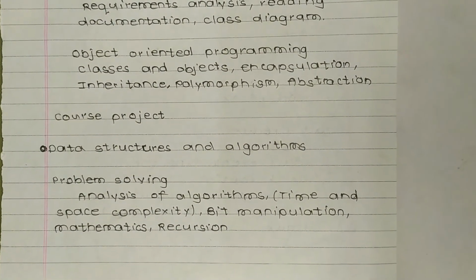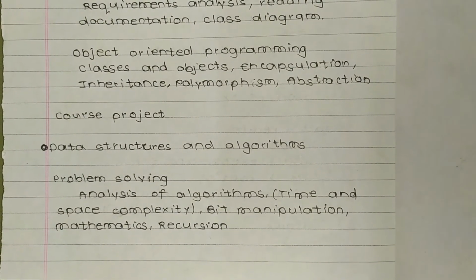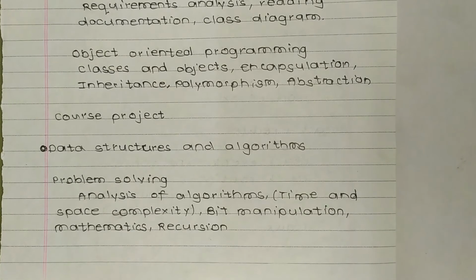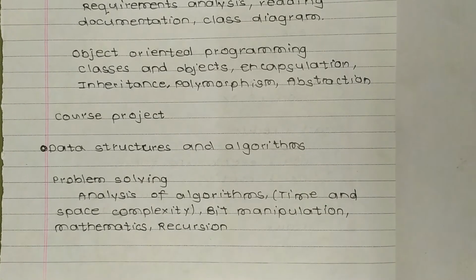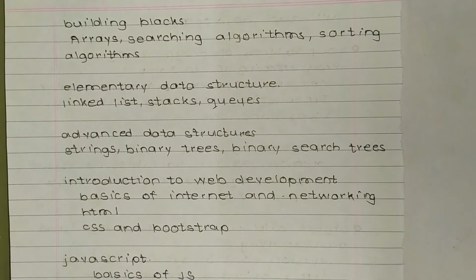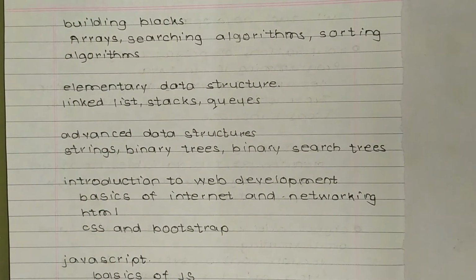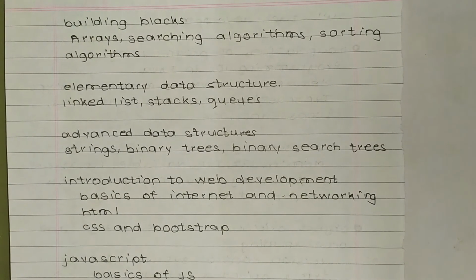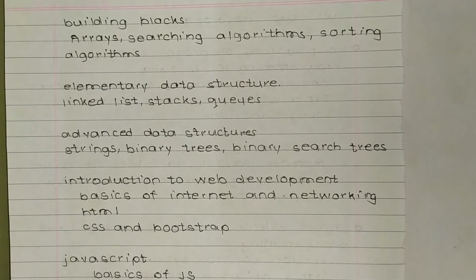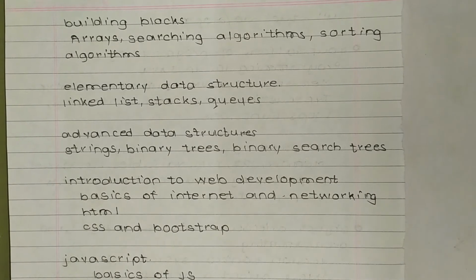Data structures and algorithms includes problem solving, analysis of algorithms, time and space complexity, bit manipulation, mathematics, recursion, etc. Building blocks of algorithms: arrays, searching algorithms, sorting algorithms. So these are building blocks of algorithms. Then elementary data structures include linked lists, stacks, queues. Then advanced data structures include strings, binary trees, binary search trees.